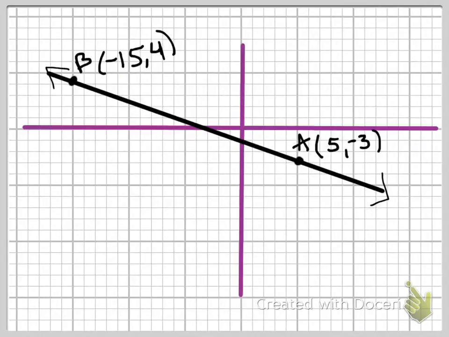I am here doing a video for you on how to find the slope of a line between two given points, or as many given points as they want to give you. As long as it's on the same line, it really doesn't matter. In the case of this line, I have a line that looks to be going downward. I have point B at negative 15, 4. That's this one right over here. And I have point A at 5, negative 3.